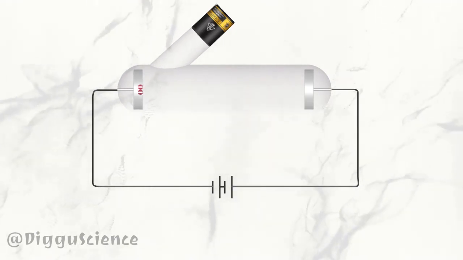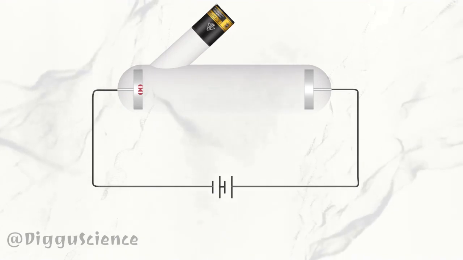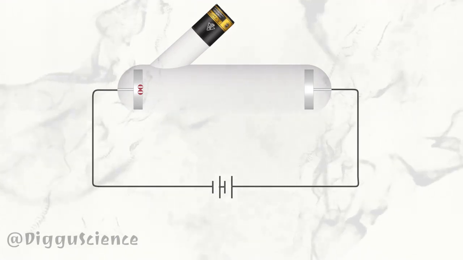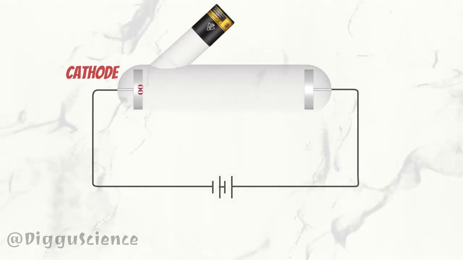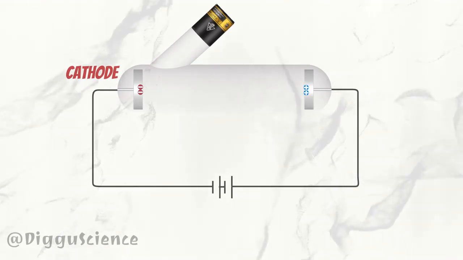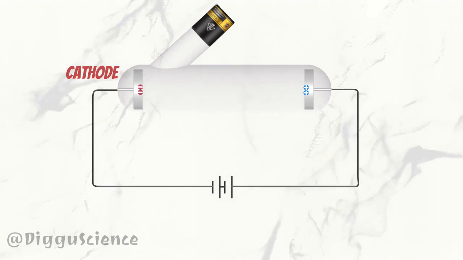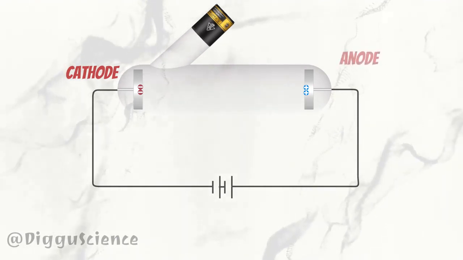On the left metal plate, a negative charge will form. This part is also known as the cathode. On the right metal plate, a positive charge will form. This part is also known as the anode.